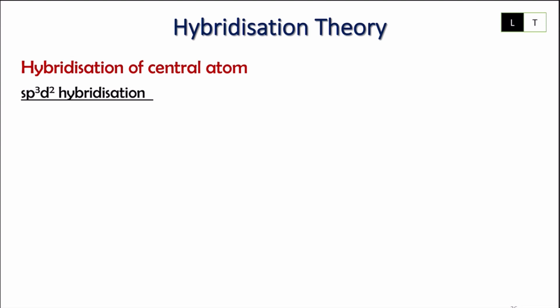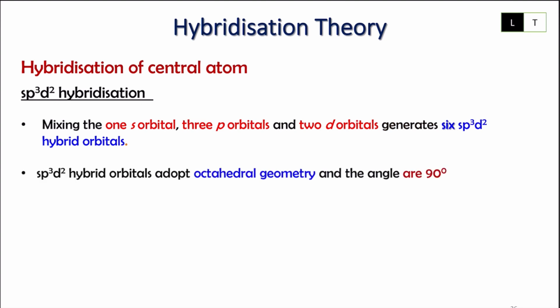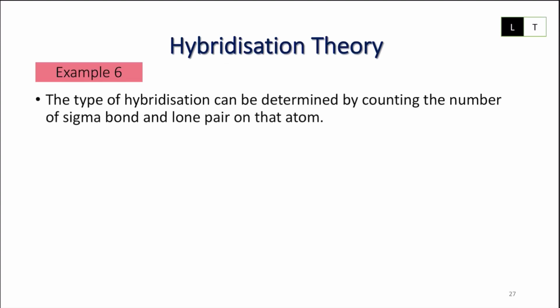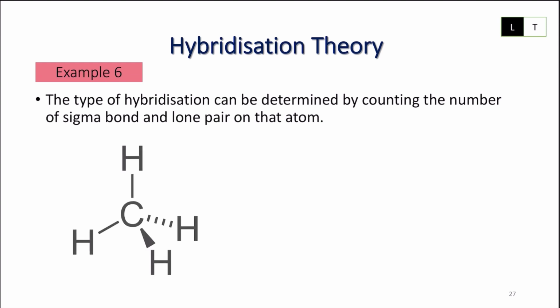Last but not least, we have sp3d2 hybridization, di mana sp3d2 hybrid orbitals will adopt octahedral geometry dan angle dia adalah 90 degree. So very simple. Right now we are going to use a few examples so that you can understand how to determine the type of hybridization. Let's try example 6. I want you to determine type of hybridization for CH4.